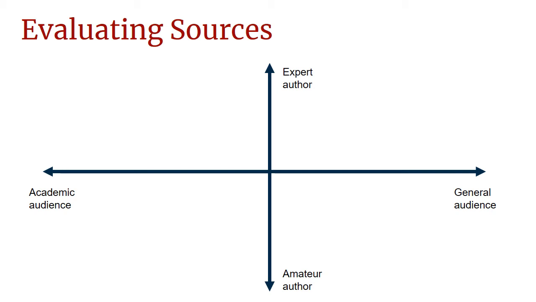Then we also want to look at who is the intended audience. What's the purpose of this source? And that's what we see along the horizontal axis. Is this source on the right for a general audience, people who don't know much about the topic, or is it for an academic audience on the left, people who are experts and who expect to see citations and references in their writing?